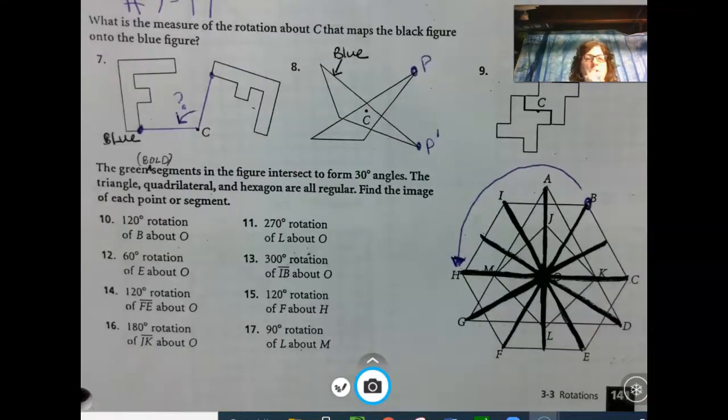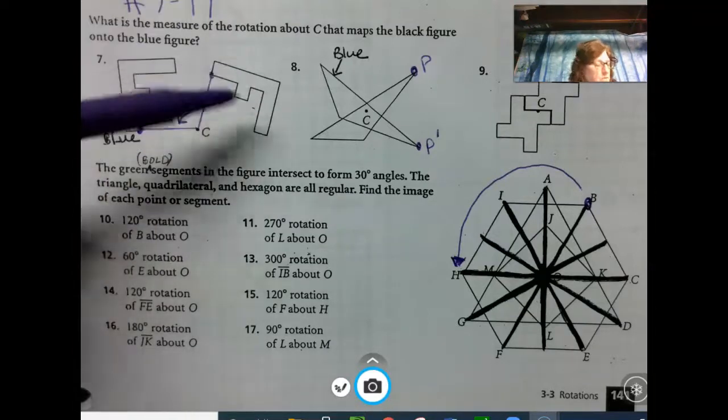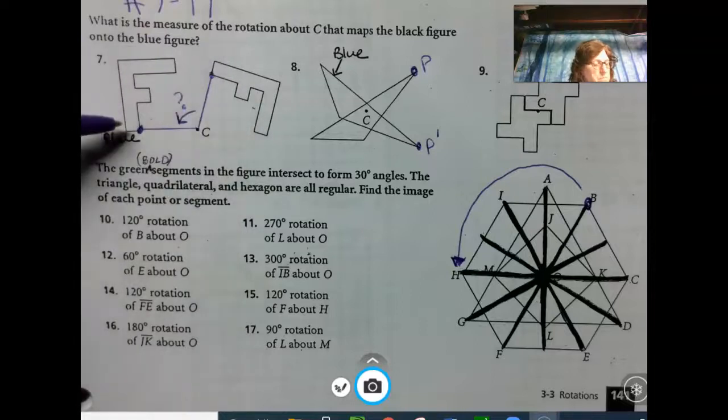Okay, so part of our homework tonight is going to be to complete numbers 7 to 17 on page 13. I just wanted to go over a couple of them to make sure that you had an understanding of how to do it. Because you don't have any color coding, this is blue, this is black. We're supposed to map black onto blue.